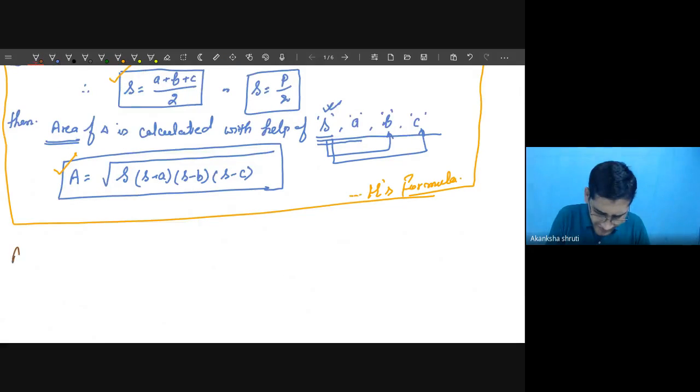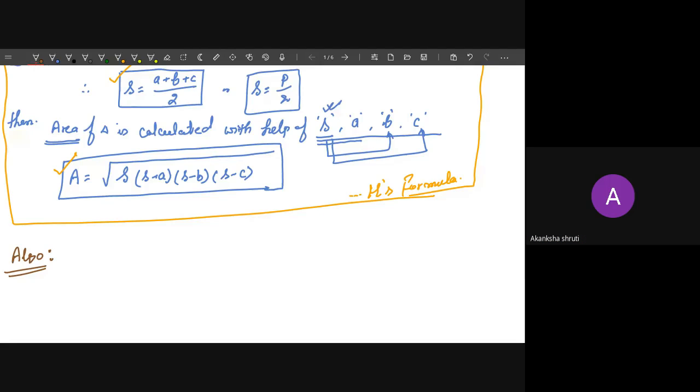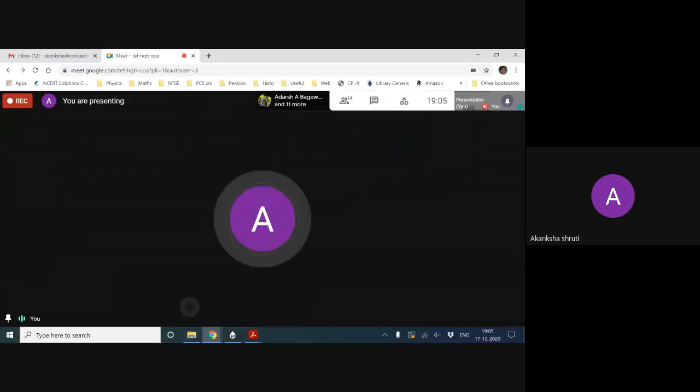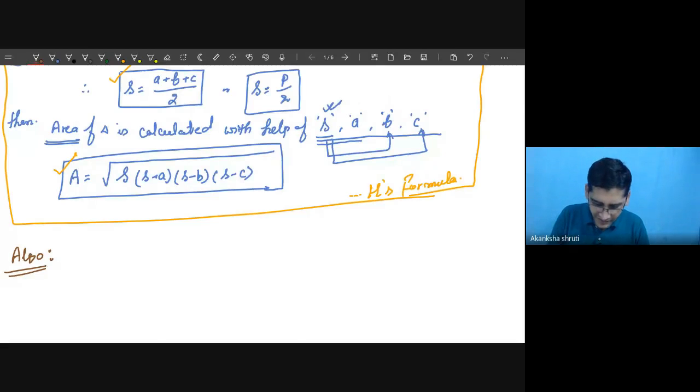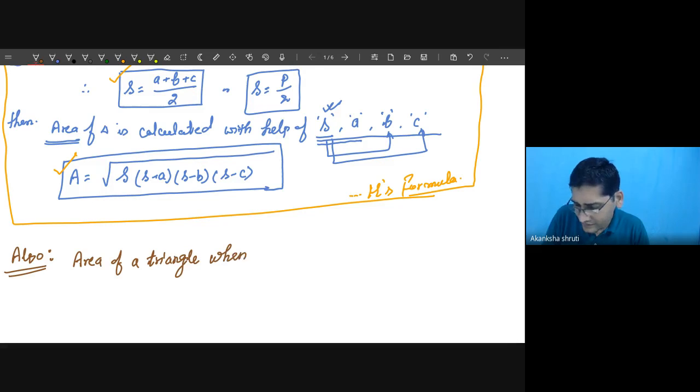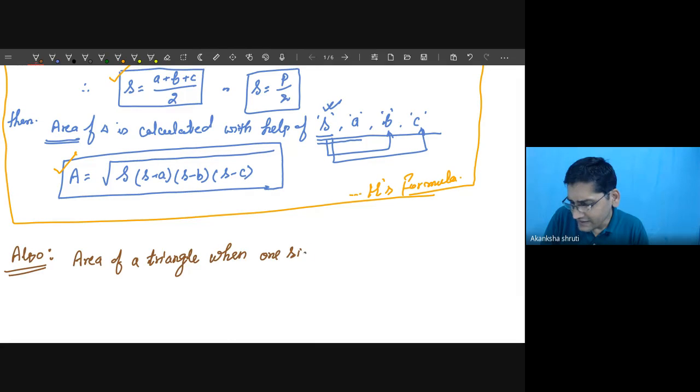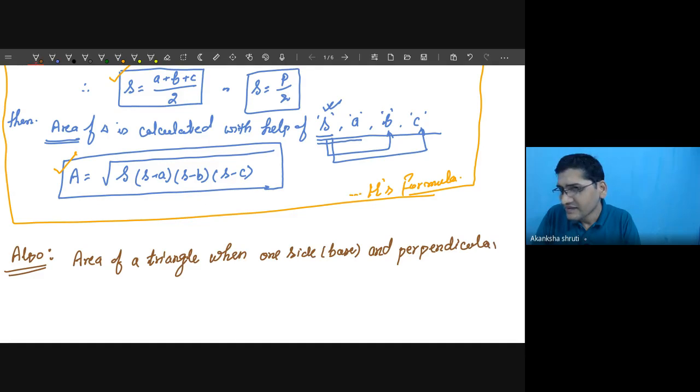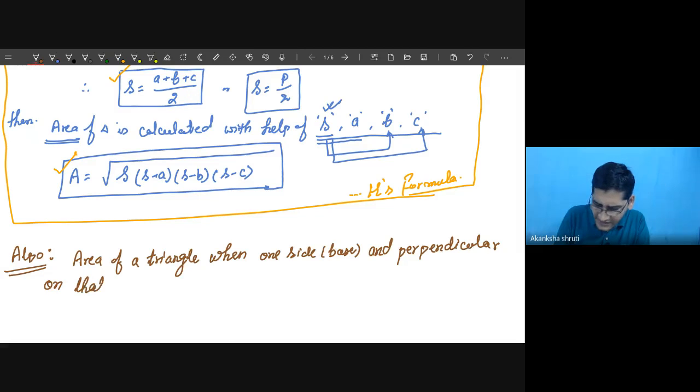classes or earlier standard regarding the area of a triangle, the other formula relating to the area of a triangle is half into base into height, also half into B into H. Yes, area of a triangle, when one side is taken as the base, and the perpendicular on that side is called the altitude or height also.